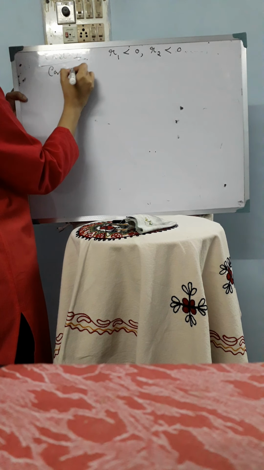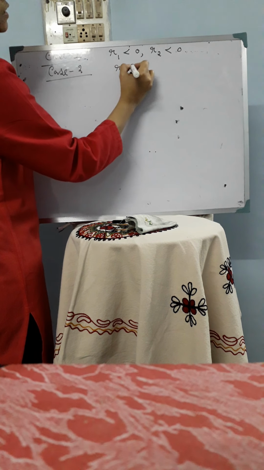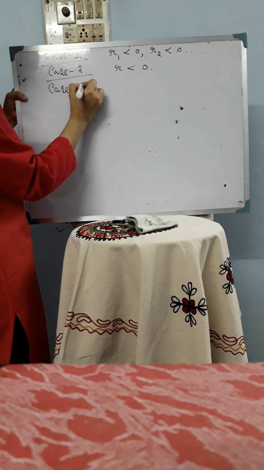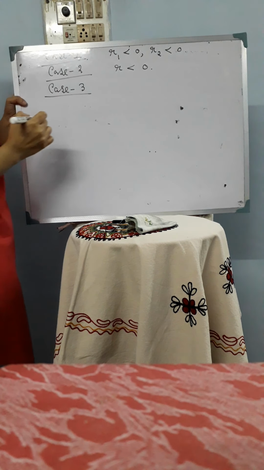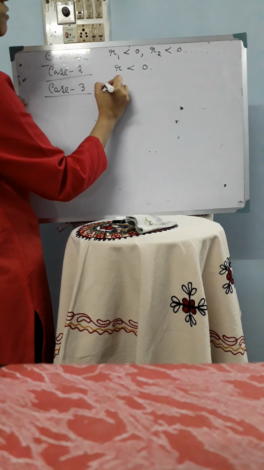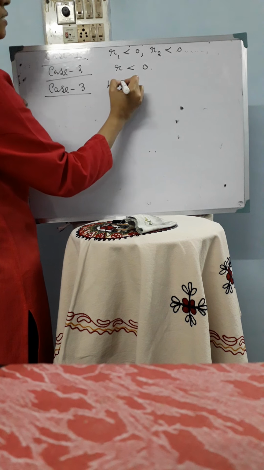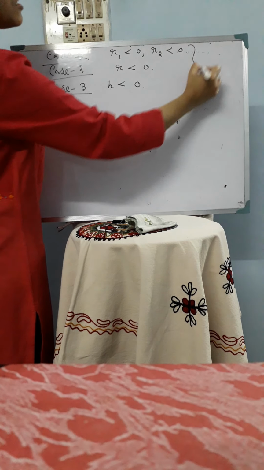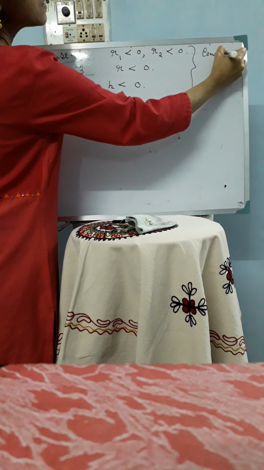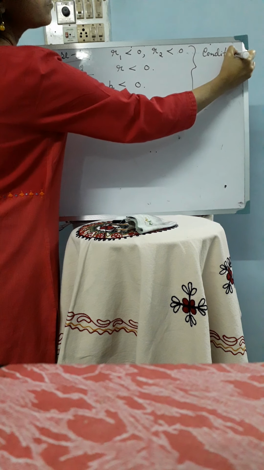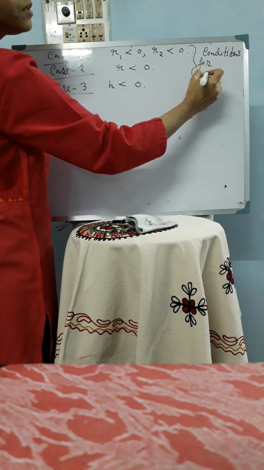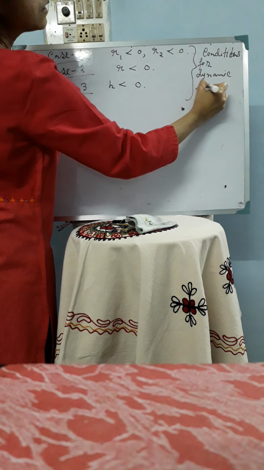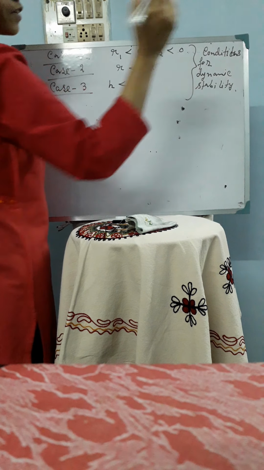In case 2, the condition for dynamic stability is that the repeated real root should be less than 0. And in case 3, where the roots are complex and distinct in nature, the condition for dynamic stability is that h should be less than 0. So these are the conditions for dynamically stable equilibrium. Conditions for dynamic stability in differential equation.